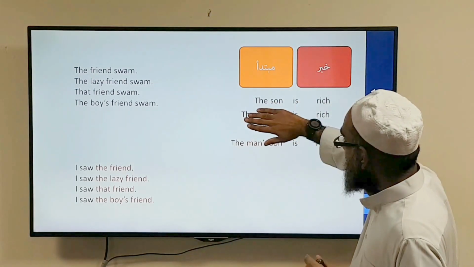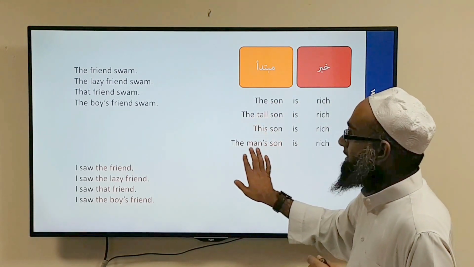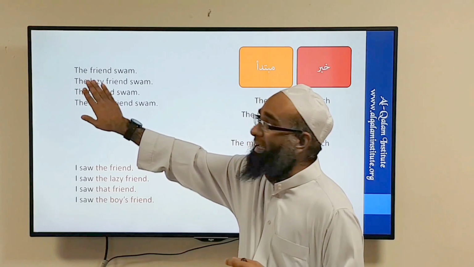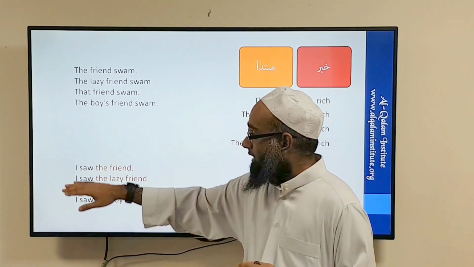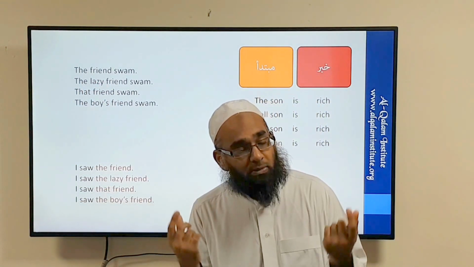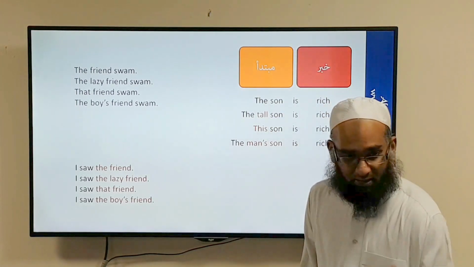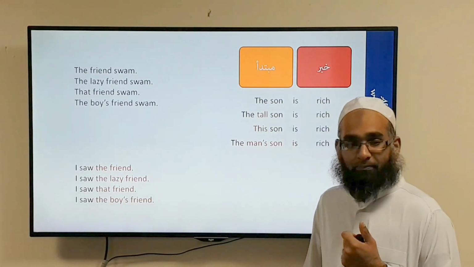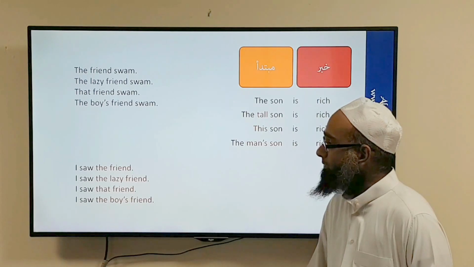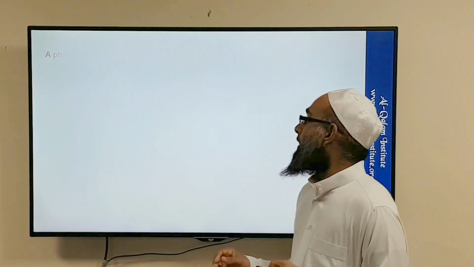So here, in these three, the mubtada is becoming a phrase. In these three, the fa'il is becoming a phrase. And in these last three, what's happening? The maf'ul is becoming a phrase. That can happen in anything, even in the zarf and the khabar. Do you understand what I'm saying? Yeah? So you understand how it works?